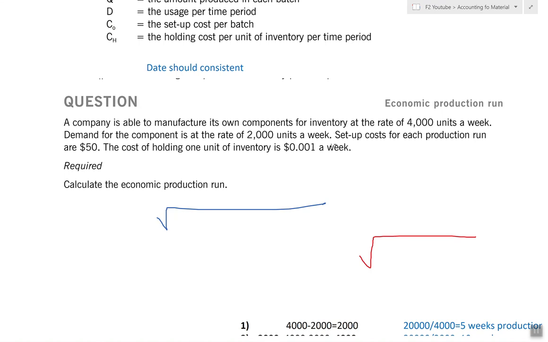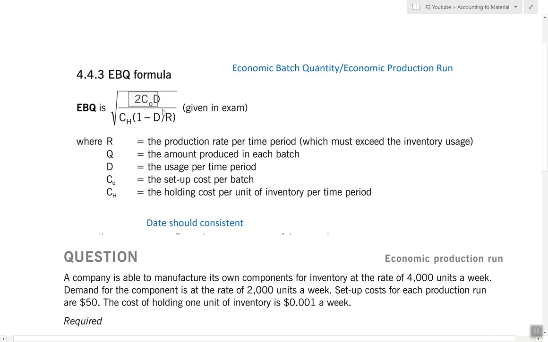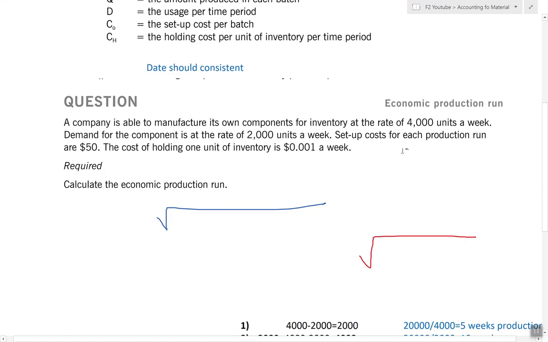Setup costs for each production run are 50. Every time we start the factory, it costs $50. The cost of holding 1 unit of inventory is 0.001 a week. So let's look at the formula now. It is very similar to economic order quantity, a little bit different. EBQ obviously is economic batch quantity. R is the rate of production per time period, which in this example was 4,000.